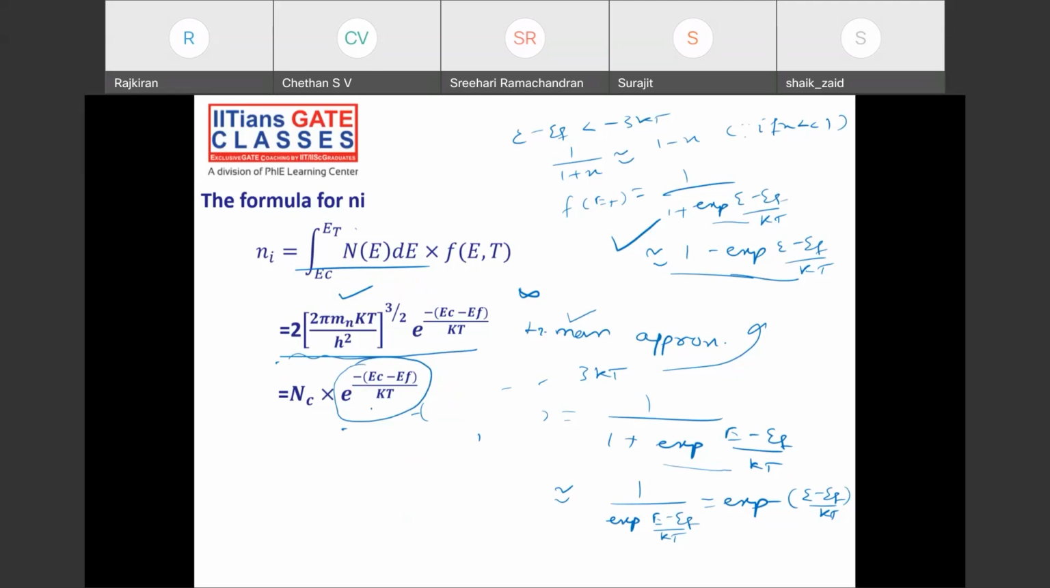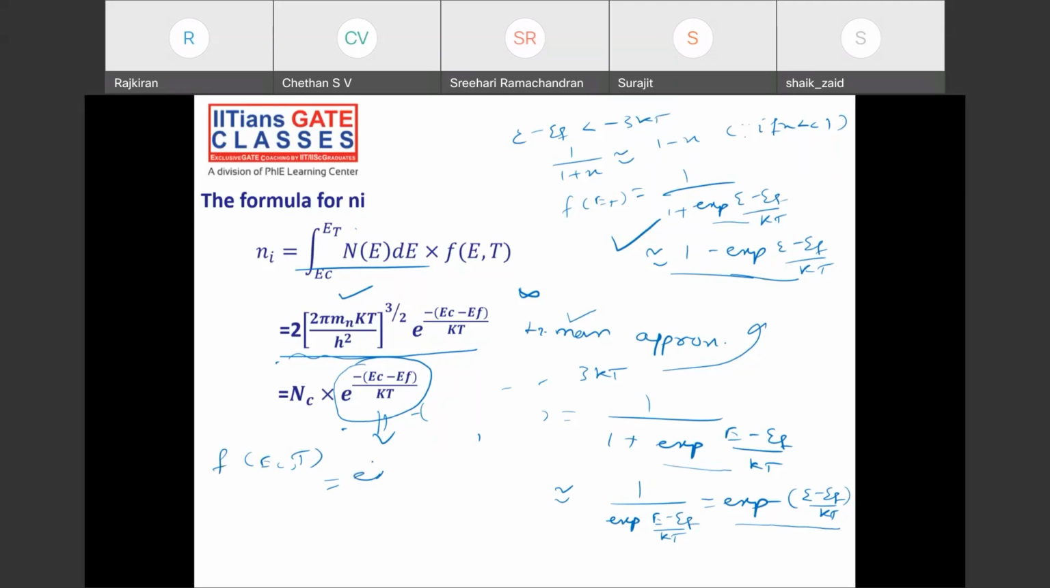What does this look like to you? Decaying exponential. This is nothing but my Fermi-Dirac function at E equal to EC. See, at E equal to EC, this is my Fermi-Dirac function. If I want to write my F(EC) at E equal to EC.